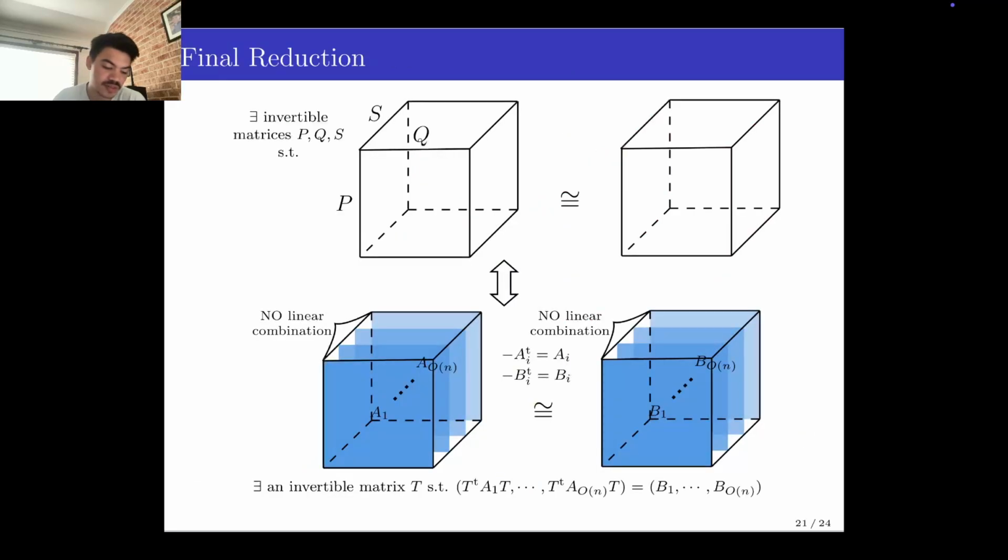And essentially this gives you that if you have P, Q, and S acting on three directions of the semi-canonical tensor, then this semi-canonical tensor will be isomorphic if and only if the corresponding instance of matrix tuple congruence that we've constructed is also congruent, that is, if the corresponding matrix tuples are congruent.